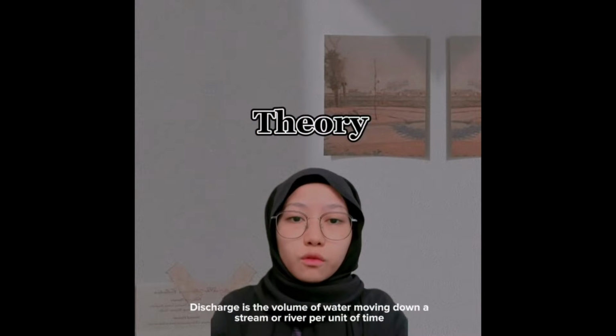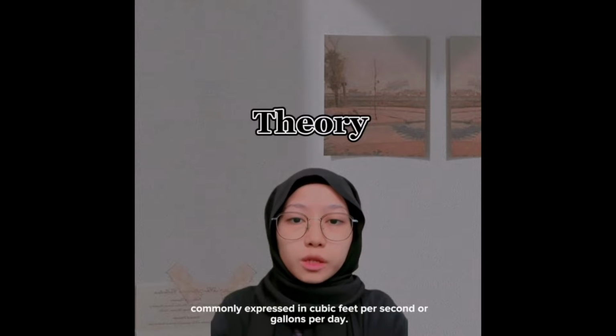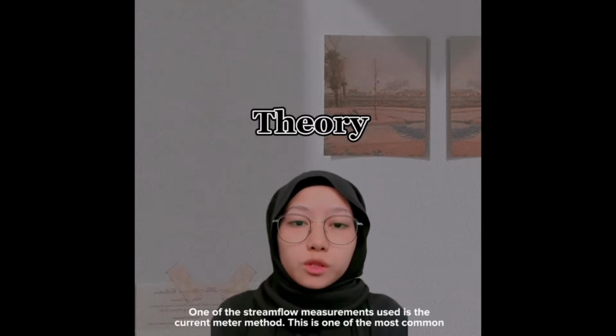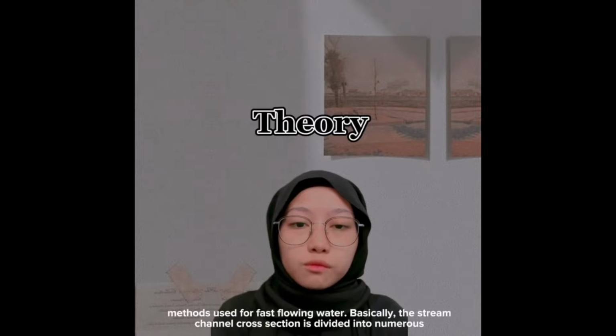Discharge is the volume of water moving down a stream or river per unit of time, commonly expressed in cubic feet per second or gallons per day. The equation used is Q equals VA, where Q is the discharge in meter cube per second, A is the cross-sectional area, and V is the velocity. One of the stream flow measurements used is the current meter method. This is one of the most common methods used for fast-flowing water.